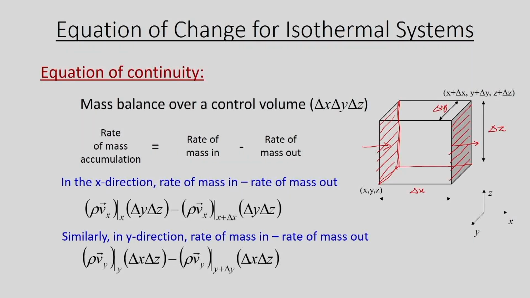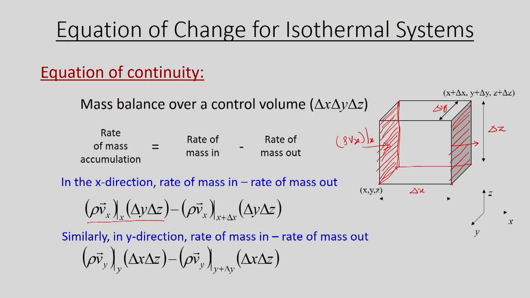So, in the x direction, the rate of mass in at location x is rho v x at location x multiplied by the area of this shaded face, delta y multiplied by delta z. So, the rate of mass in at x location in the x direction is rho v x multiplied by delta y delta z. Similarly, rate of mass out at location x plus delta x, this is x plus delta x location, right. What is the rate of mass out?